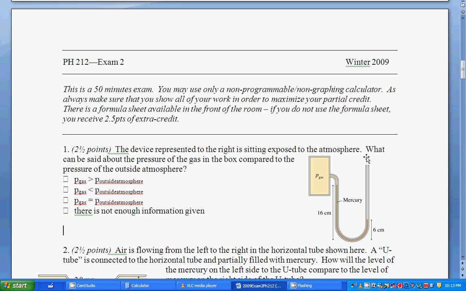Notice that the outside atmosphere must be pushing down harder on the mercury than the gas in the box is. Therefore, that means that the pressure in the outside atmosphere must be greater than the pressure of the gas inside. That would make the second choice the correct choice.